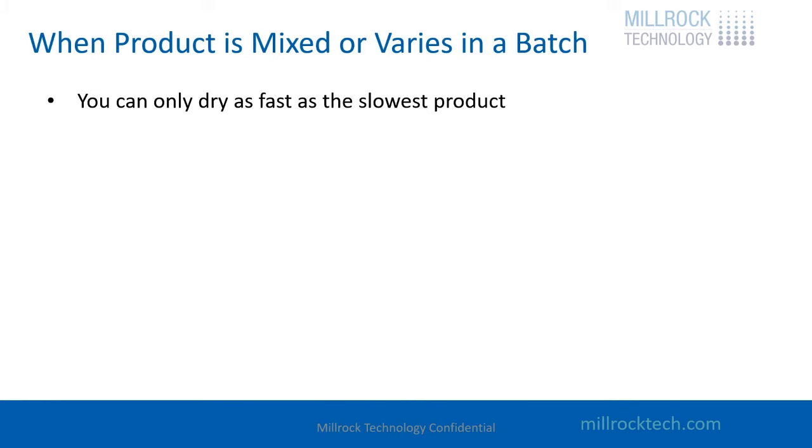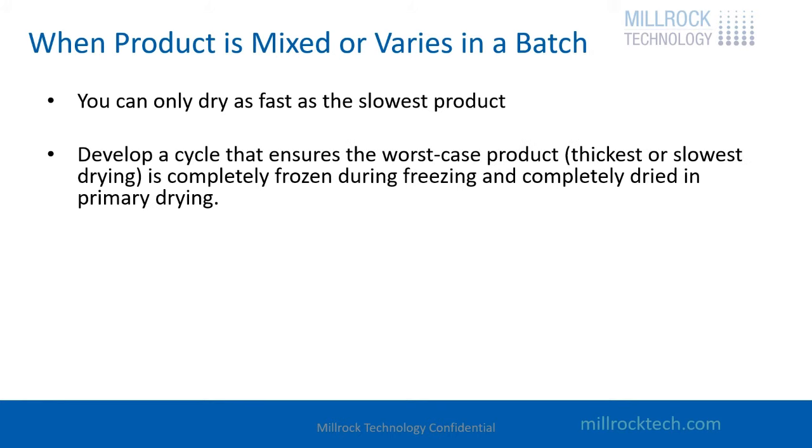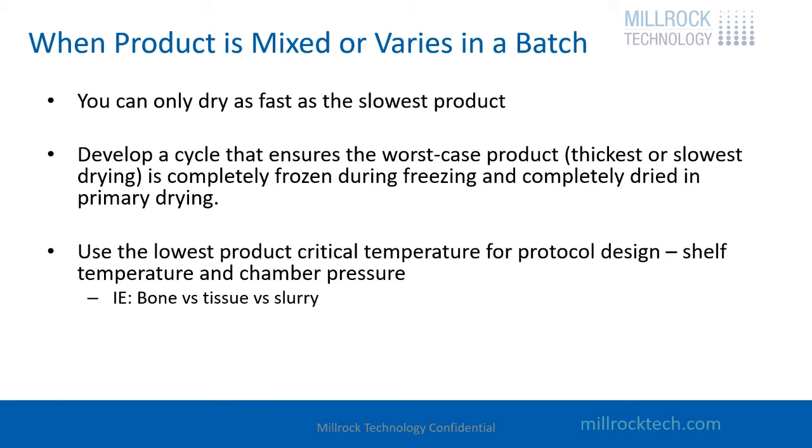Some people put mixed batches in their freeze dryer. Be aware that you can only dry as fast as the slowest product. So whatever the thickest is, whatever the biggest is, whatever the longest drying process is, everything needs to dry at that rate. So you have to always develop your cycles for the worst case conditions, not the best case conditions, and use the lowest product critical temperatures if you're doing this. A lot of times there'll be bone or tissue or slurry in a system, or collagen or some other materials.